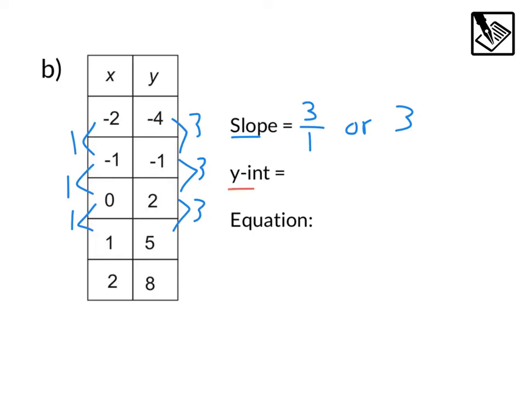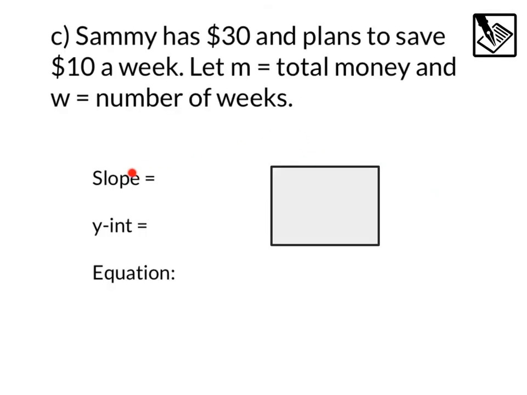Now to find our y-intercept, remember our y-intercept always has an x-coordinate of 0. That means our y-intercept is going to be 2, that point (0, 2). Finally, for our equation, y equals m, or our slope, x, plus our y-intercept, in this case, 2. Beautiful.